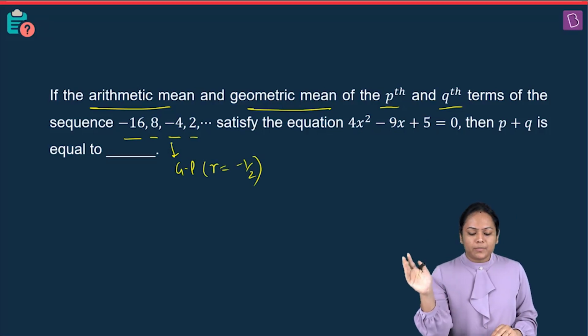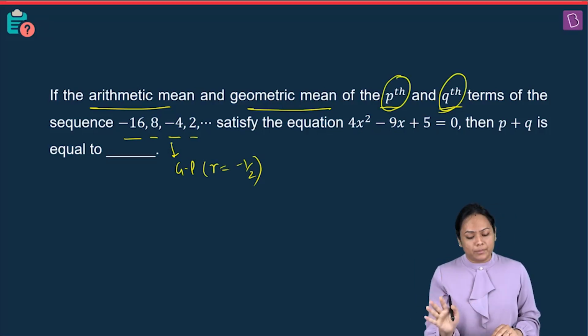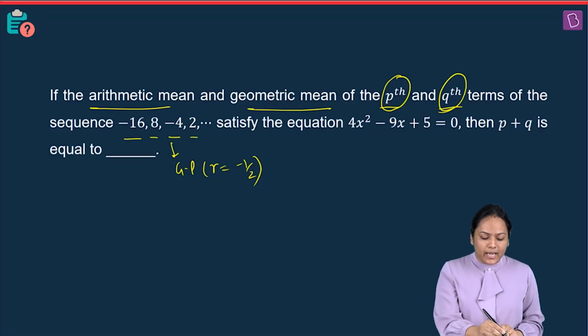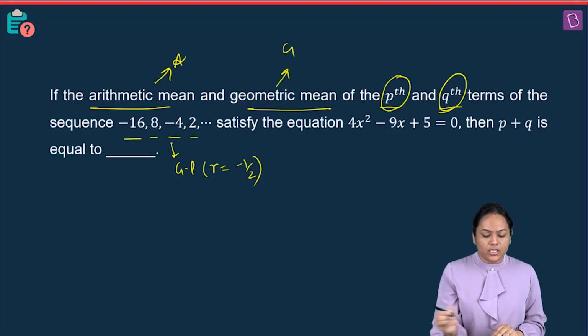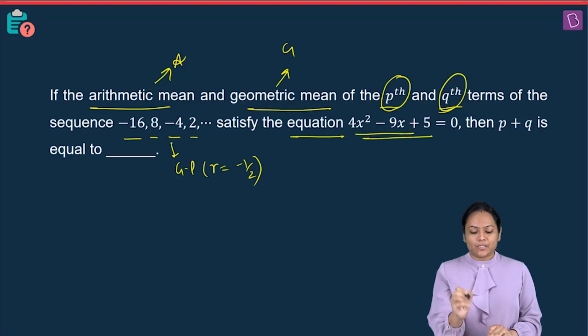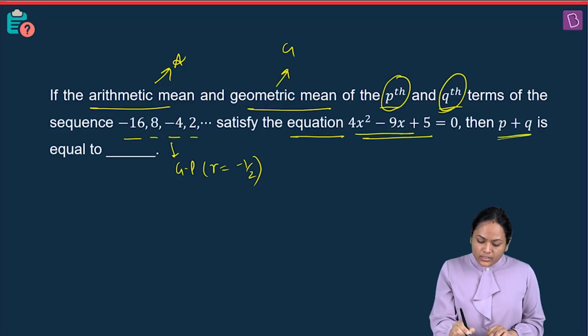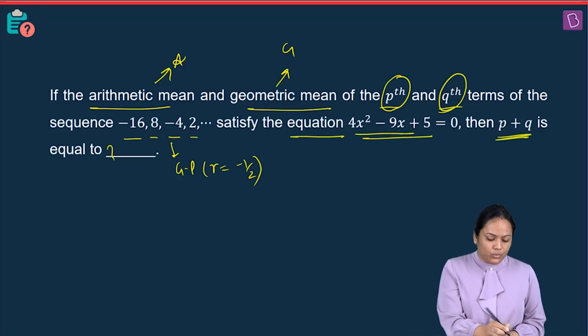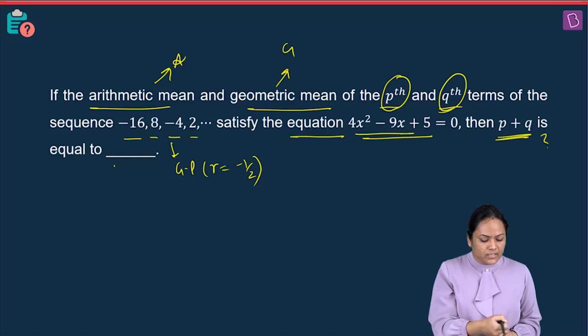Right? So that means I have to find the pth term and qth term of this GP. Then I have arithmetic mean and geometric mean. Let's say these are A and G. So these A and G are roots of the equation 4x square minus 9x plus 5 equal to 0. If that is the case, what is the value of p plus q? Okay, so we have to find what is the value of p plus q, right?